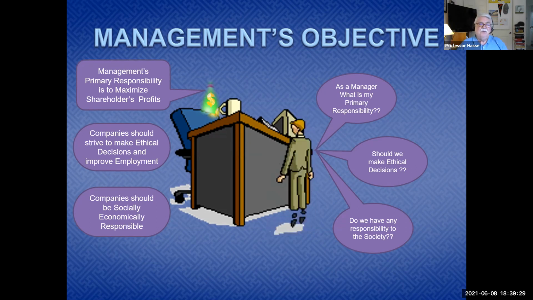So this manager is jumping up and down trying to see, what do I have to do to maximize my company? But also, am I ethical? Am I not polluting? Am I treating my employees fairly? Am I treating my community fairly? These are all issues involved in corporate finance.